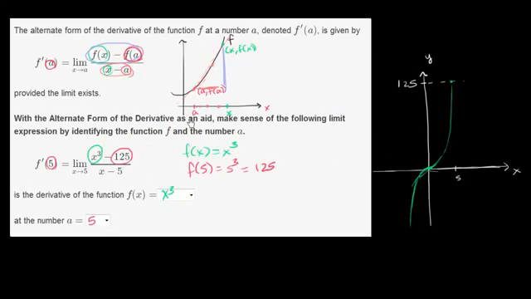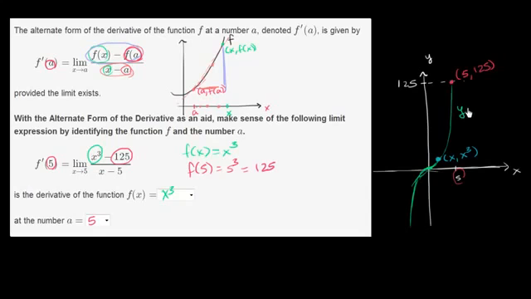So here our a is equal to 5. This point right over here is 5, comma 125. And then we're taking the slope between that point and an arbitrary other point on the curve. So this right over here would be the point we could call x, comma x to the third. We know that f of x is equal to x to the third.